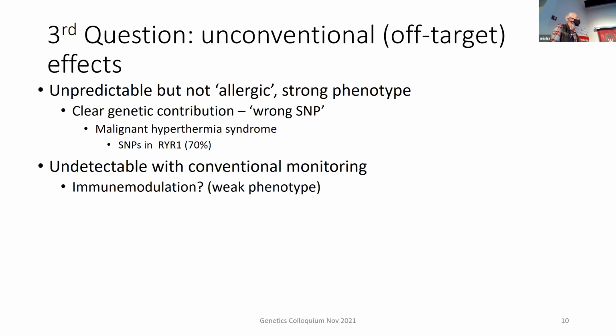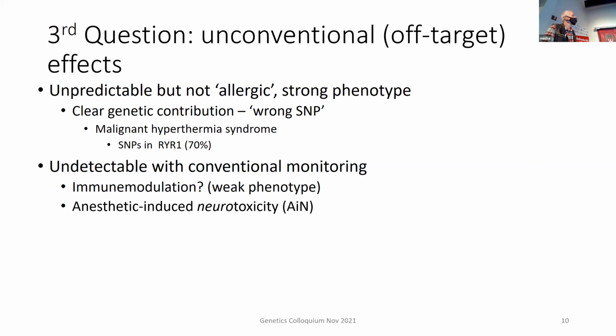The most important one is malignant hyperthermia syndrome. It has a very dramatic phenotype. What I call it is like you have the wrong SNP, and then a completely safe drug becomes highly deleterious for you. Then there are all those which are not detectable with conventional monitoring. One of them is, for example, this big question of immune modulation. Do anesthetics affect the immune system in any kind of physiologically significant way? I think that we don't know what the answer to this question is.